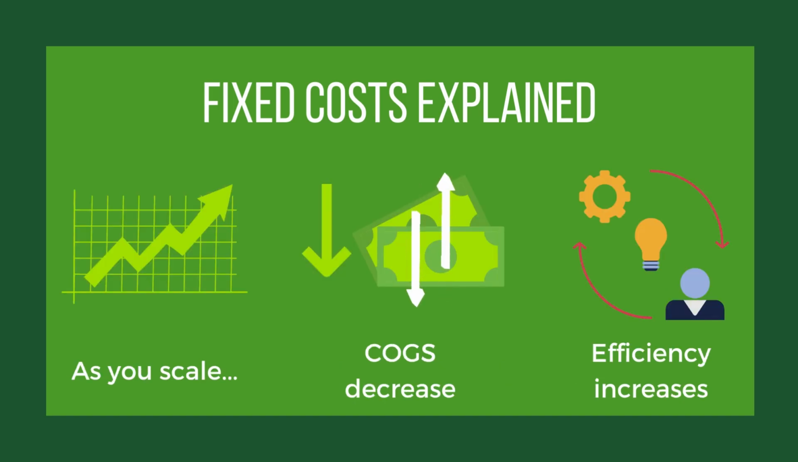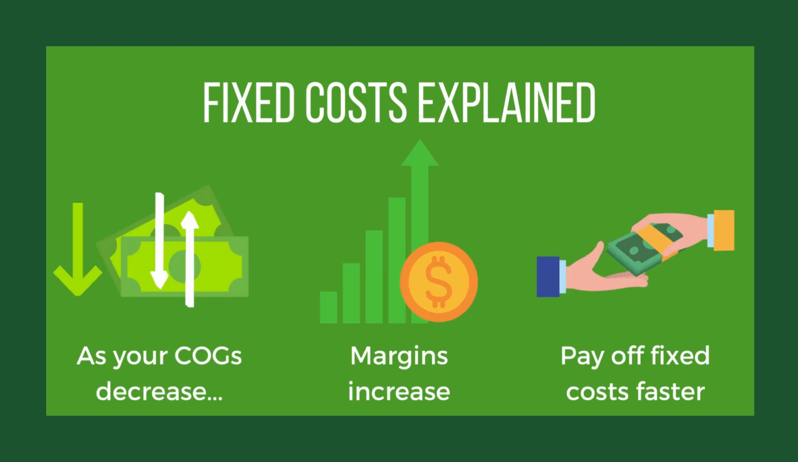As you scale, your variable costs or costs of goods sold will decrease because you will be manufacturing more efficiently and ordering ingredients and packaging at larger quantities. This means you can leverage economies of scale and spend less per unit to produce. As your COGS decrease, your margins increase and you're able to pay off fixed costs faster.